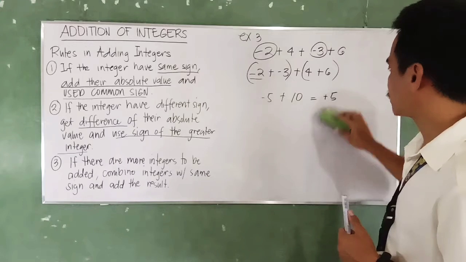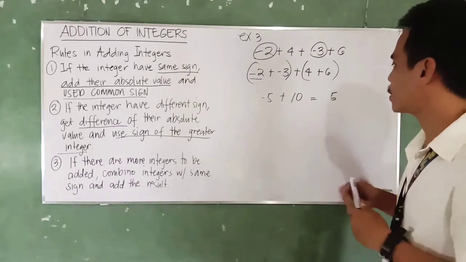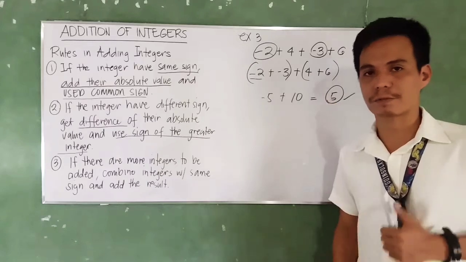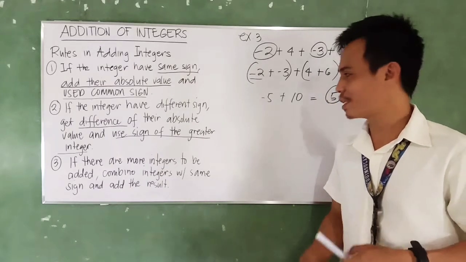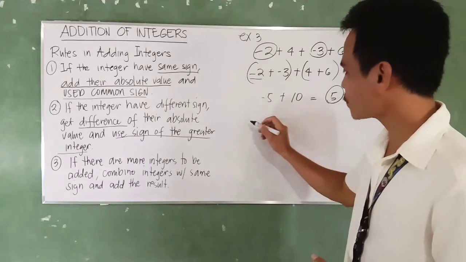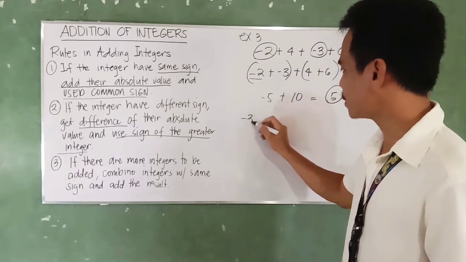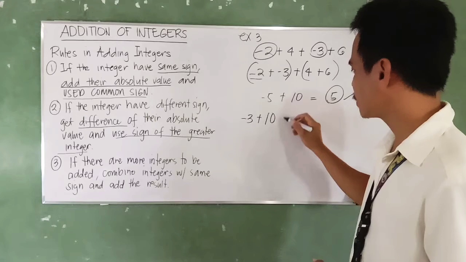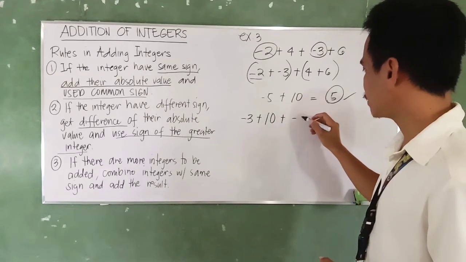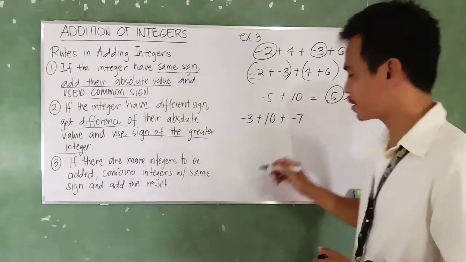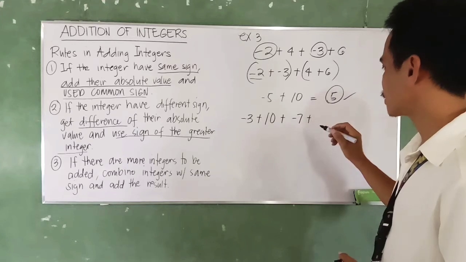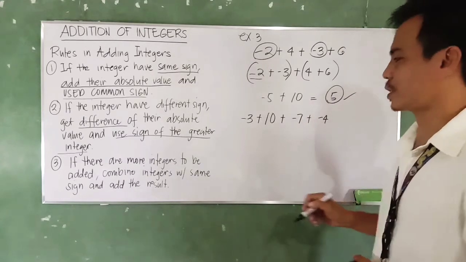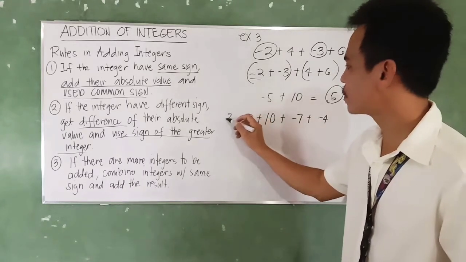Or you can write it this way. So just this one, your answer is correct. That means our answer is positive 5. Okay? Let's try another example. So let's have negative 3 plus positive 10 plus negative 7 plus negative 4. Okay, so let's add this one.